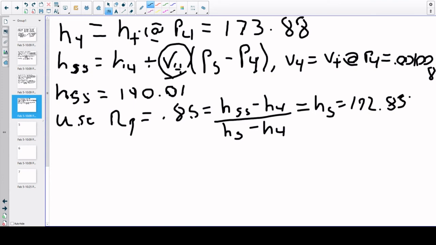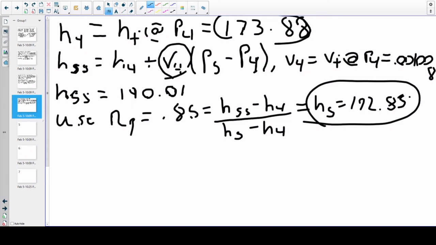And so those are the values we should be taking away from this part, our H4 and our H5. The next part is pretty easy. This is probably the easiest part of the whole question.